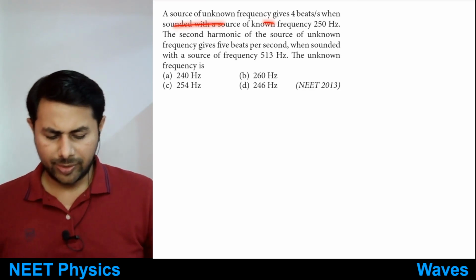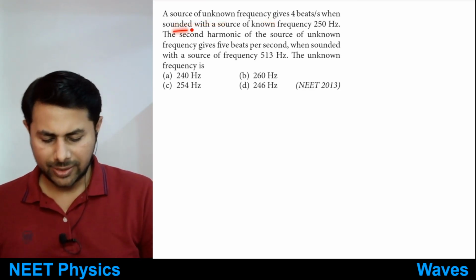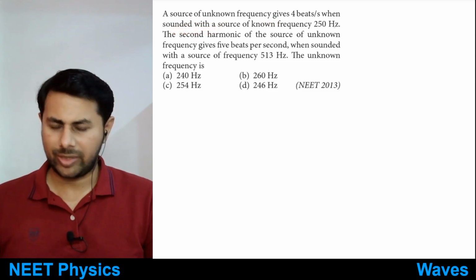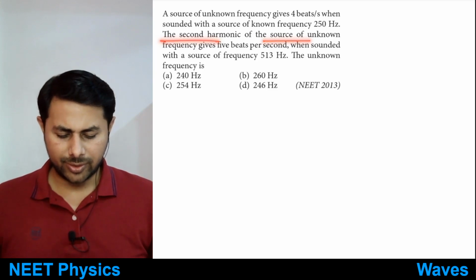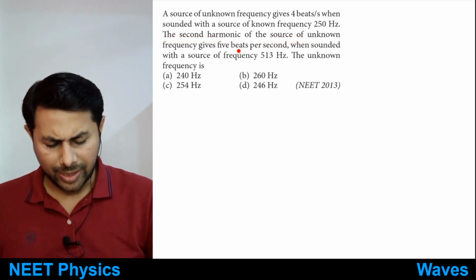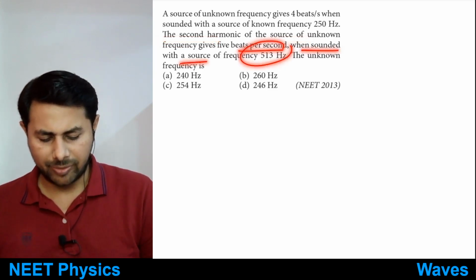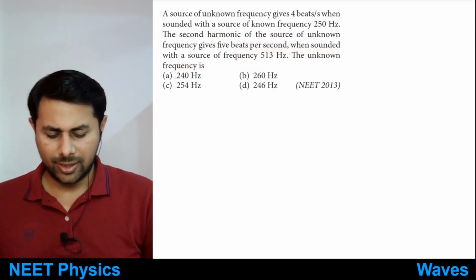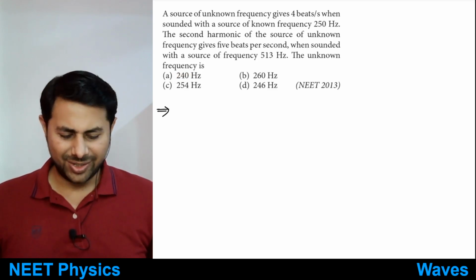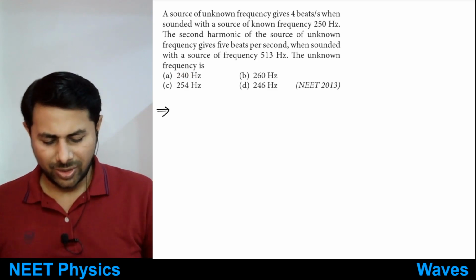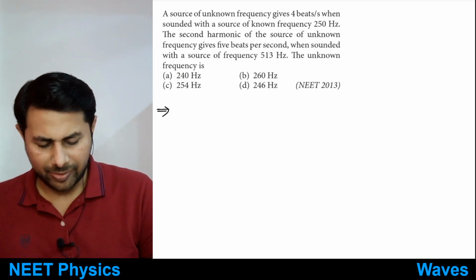A source of unknown frequency gives 4 beats when sounded with a source of known frequency 250 Hz. The second harmonic of the source of unknown frequency gives 5 beats per second when sounded with a frequency of 513 Hz. The unknown frequency is. Okay, so these kinds of problems are repeated, so pay attention.